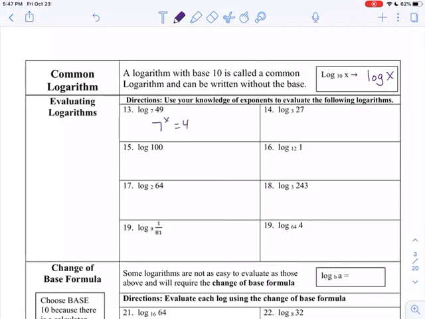So let's use our knowledge of exponents to evaluate the following logarithms. Log base 7 of 49. Basically, this is saying 7 to what power equals 49? Well, 7 to the second power equals 49. So this would equal 2. Log base 3 of 27. That's saying 3 to what power is 27? Well, 3 to the third power is 27. These I can do in my head.